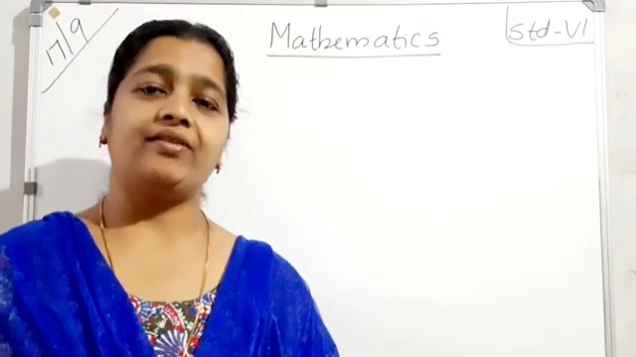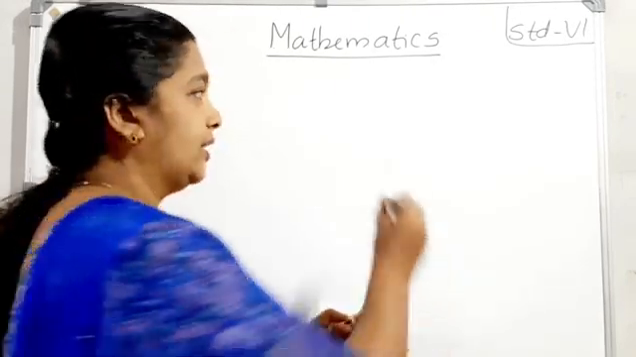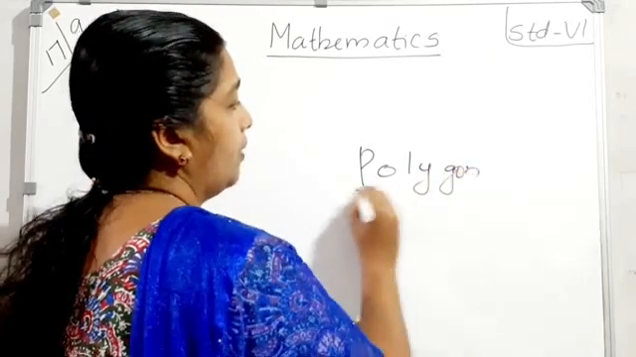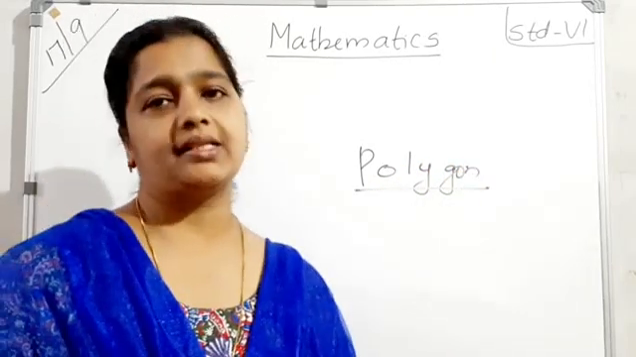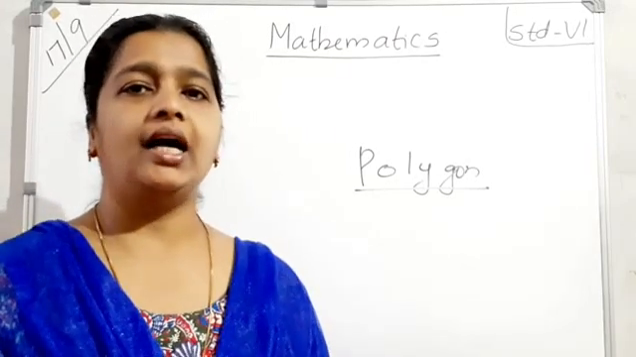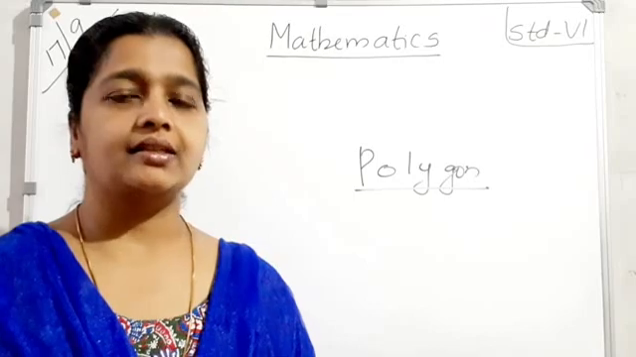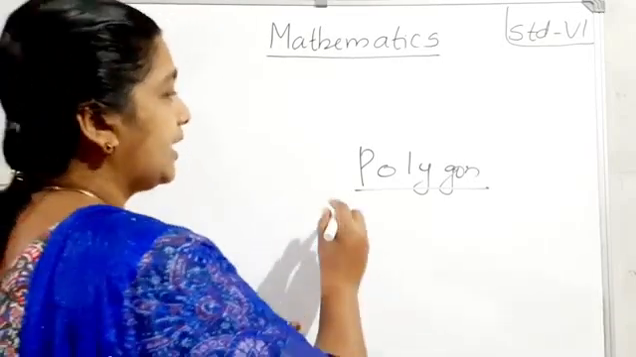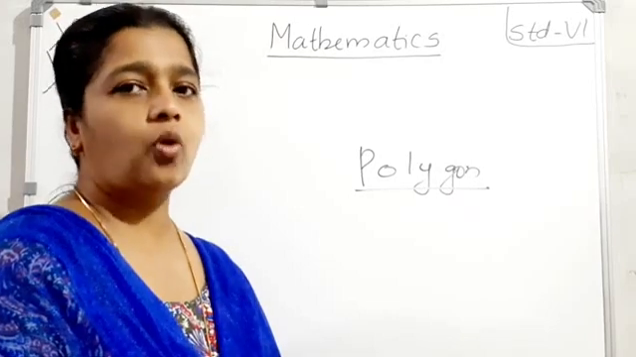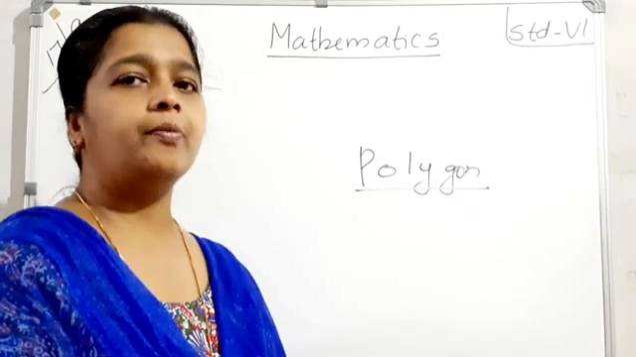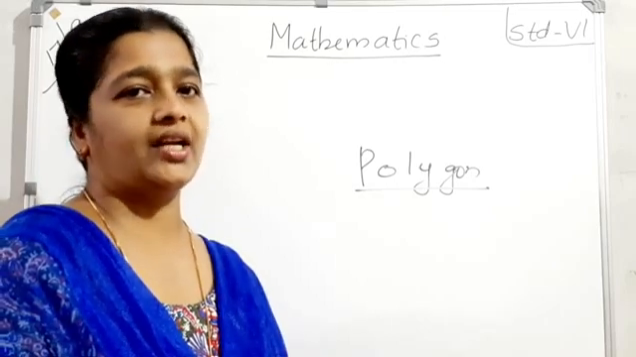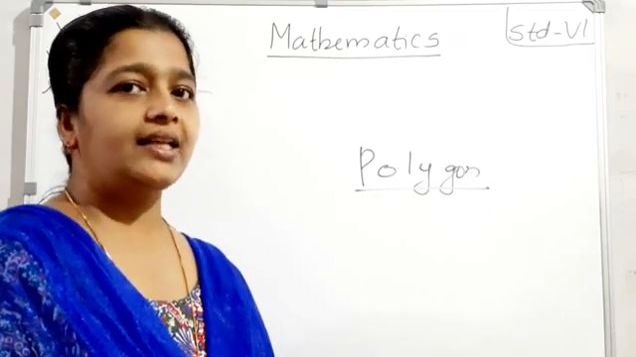What is a polygon? A polygon is a simple closed curve made up of only line segments. Once more, a polygon is a simple closed curve made up of line segments. Example: a three-sided polygon is called a triangle, four-sided a quadrilateral, five-sided a pentagon, six-sided a hexagon and eight-sided an octagon. These we studied. Understand?